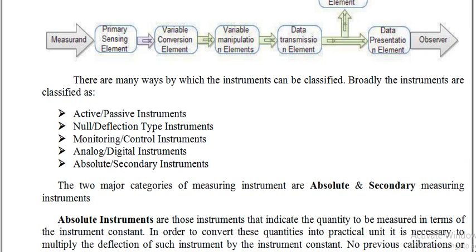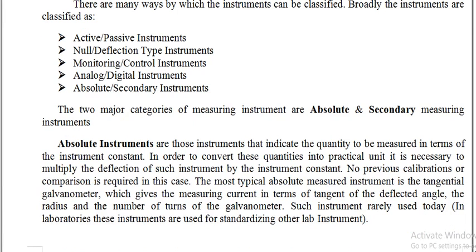So instruments are basically of different types and kinds, but here we are studying some of its kinds. There are active and passive instruments. There are null and deflection type instruments. Then there are monitoring and control instruments. Then analog or digital instruments, and absolute or secondary instruments. And these depend upon their working, their functionality, and their principles.